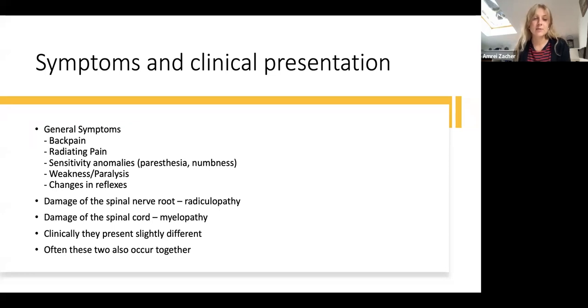As I already said, if we have damage of the spinal nerve root, we talk about radiculopathy, and damage of the spinal cord would be myelopathy. They present slightly differently, but you cannot really see them as completely different altogether, because in many, many patients, they occur at the same time.